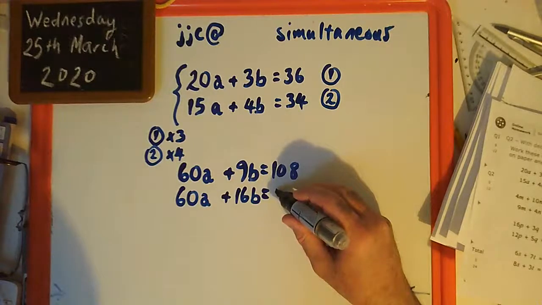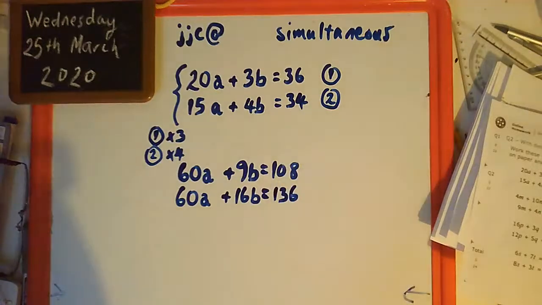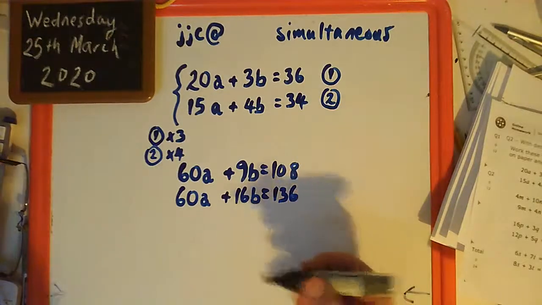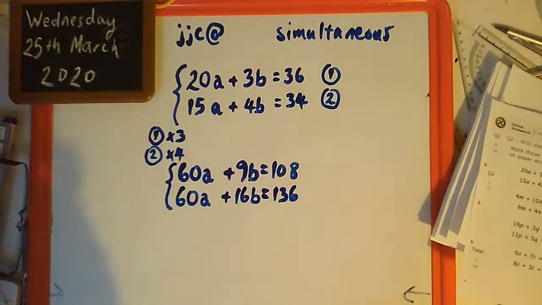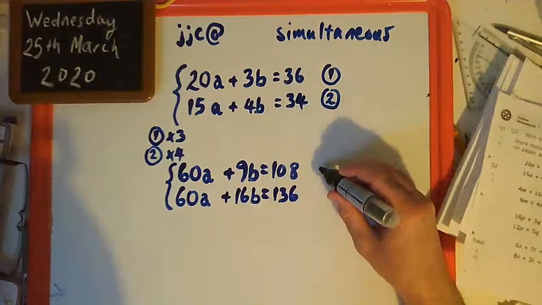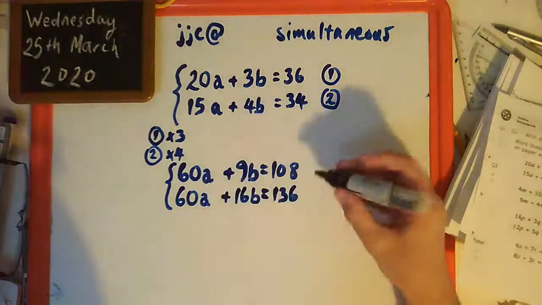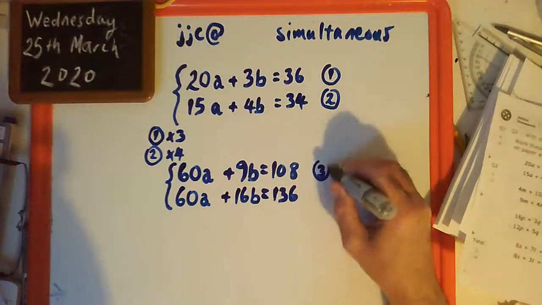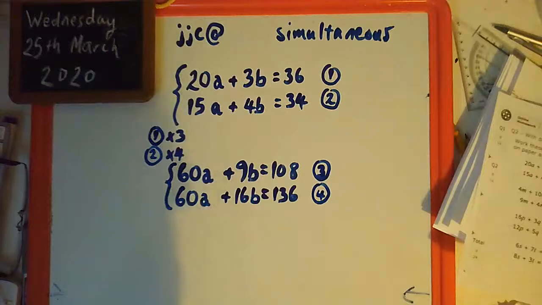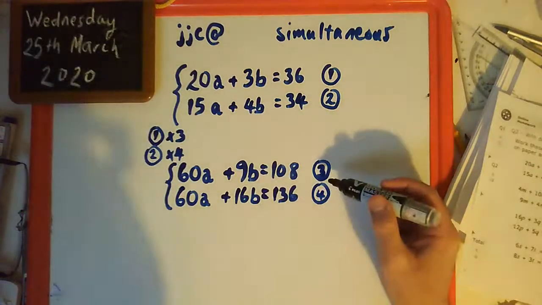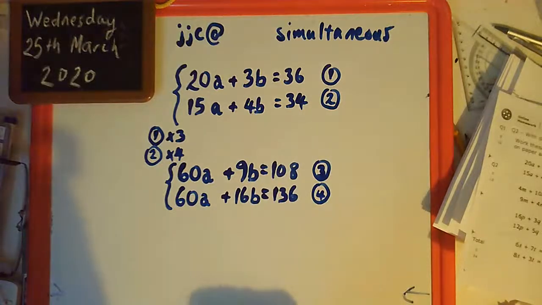Now, thinking about that again, yes, 136 is right. So I've got two more equations, and again, they've got to work together simultaneously as a pair, but this time they've both got the same amount of a in them. So I deliberately made that happen by multiplying up by whatever I needed to multiply up by to make the a's the same. So I'm going to call those equations 3 and 4.